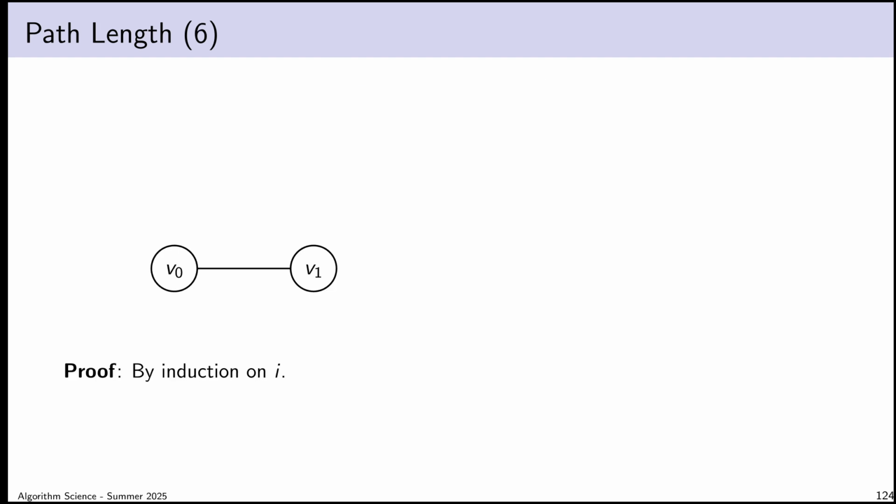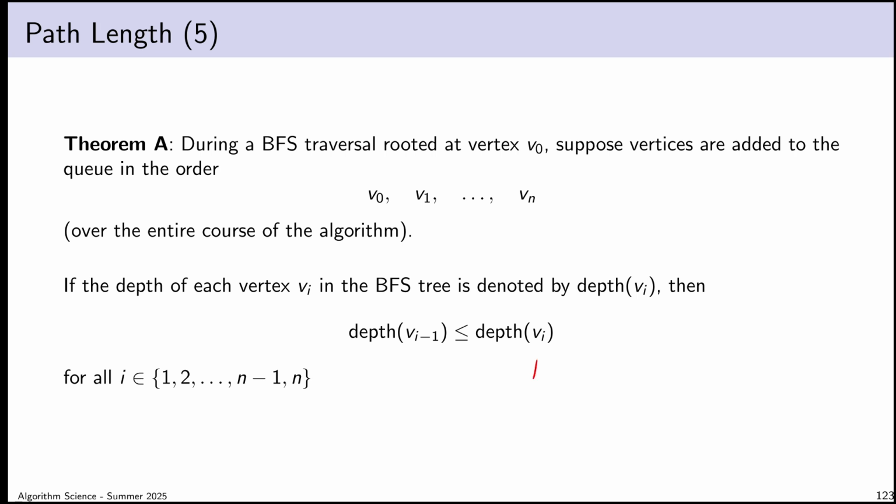I'm going to prove that by induction on i. So notice how the theorem was stated in terms of some index i. I'm going to use induction on i, so i can be 1 here, because that means the depth of V0 is less than or equal to the depth of V1. I can be 2. I can be any value up to n.